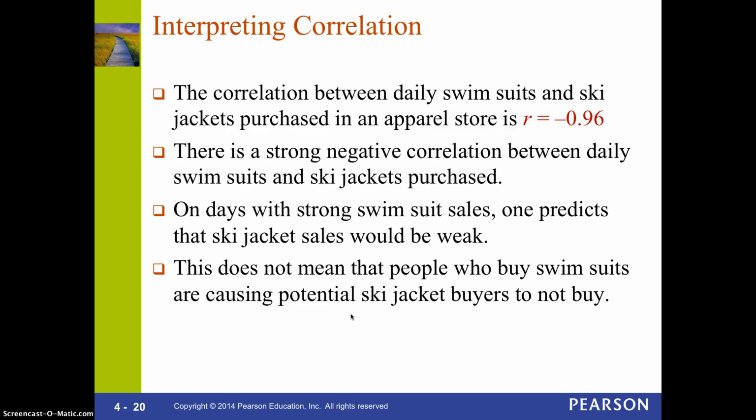Okay, so when you're interpreting correlation, it kind of goes along with the same idea as when we did association: you want to use the words tend or predict. Don't try to say that one thing causes the other, such as it does not mean that people who buy swimsuits are causing potential ski jacket buyers to not buy. Probably what's happening is as you buy swimsuits, it's summertime, so of course you're not going to buy as many ski jackets. So there's this what we call lurking variable between swimsuits and ski jackets, which is actually the temperature. So what the temperature is outside determines if you want a swimsuit or a ski jacket.